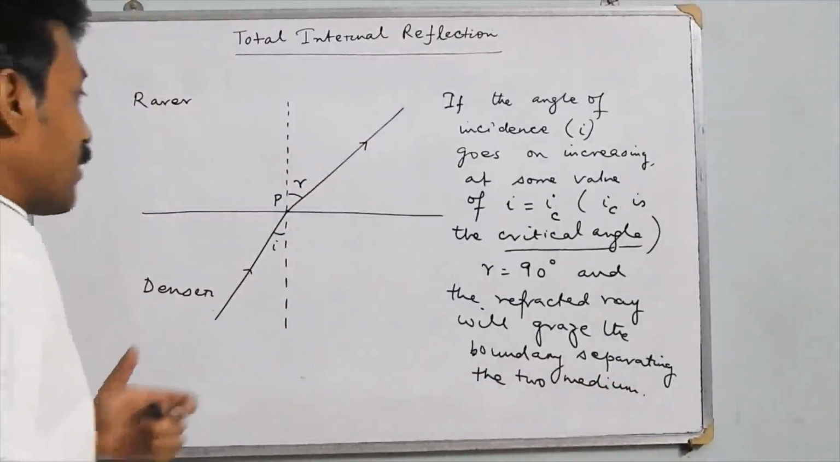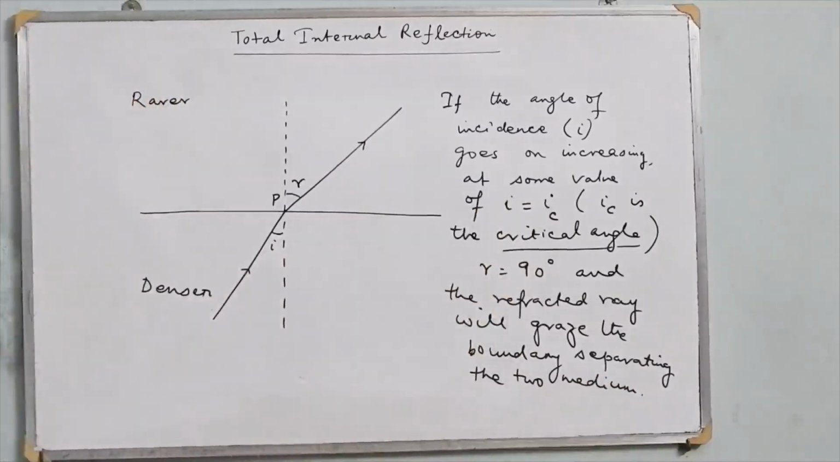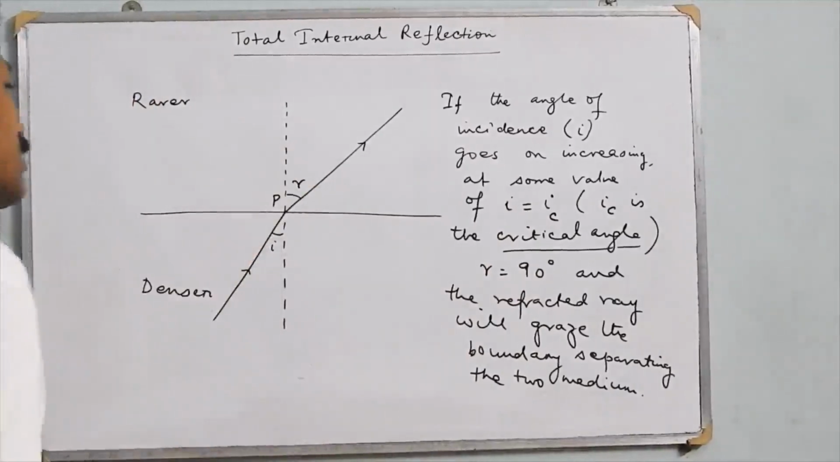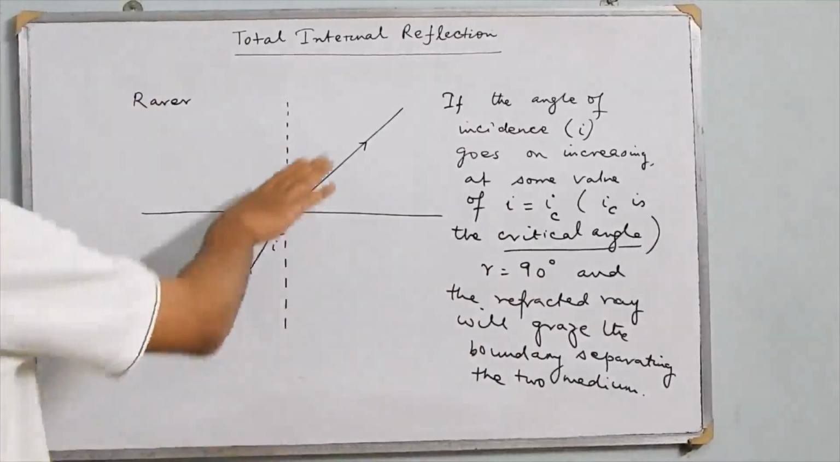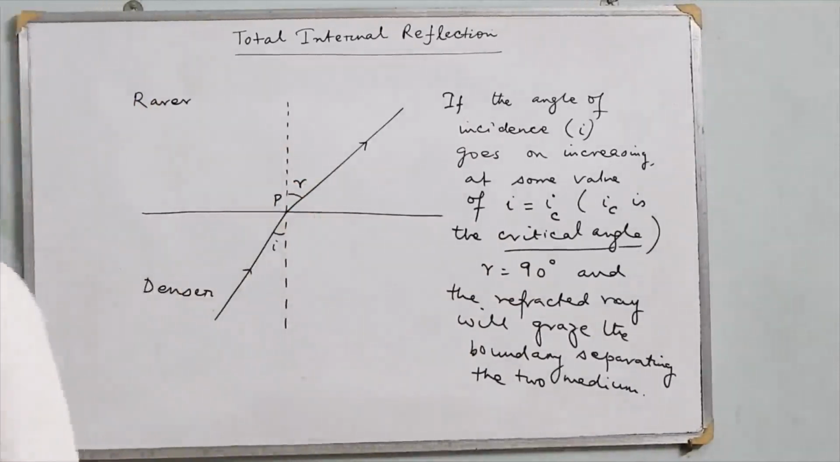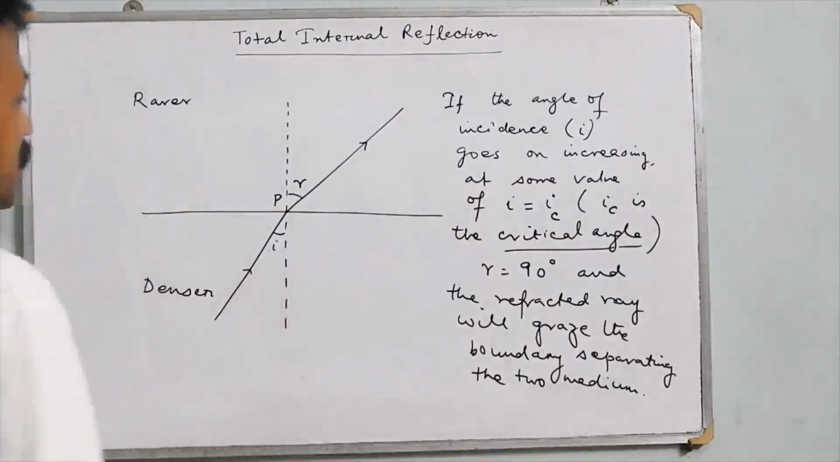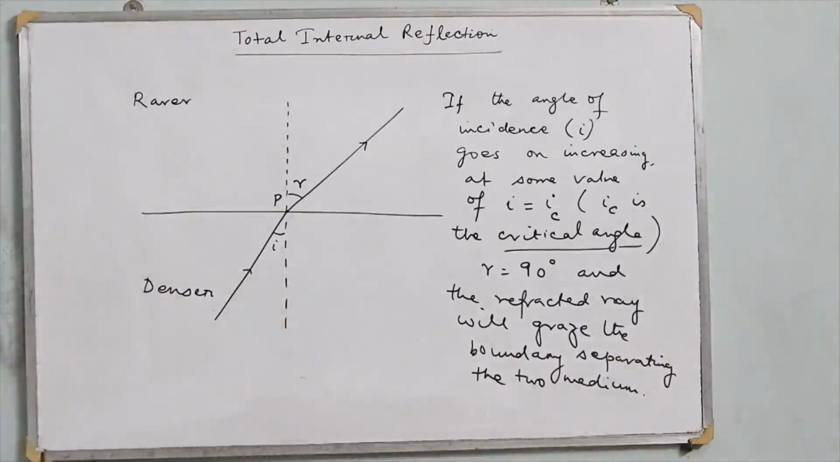And if the angle of incidence is increased further beyond this critical angle, then there will be no refracted ray at all. This refracted ray will bend so much that actually it will reflect back into the denser medium, and then the phenomenon will be called total internal reflection.